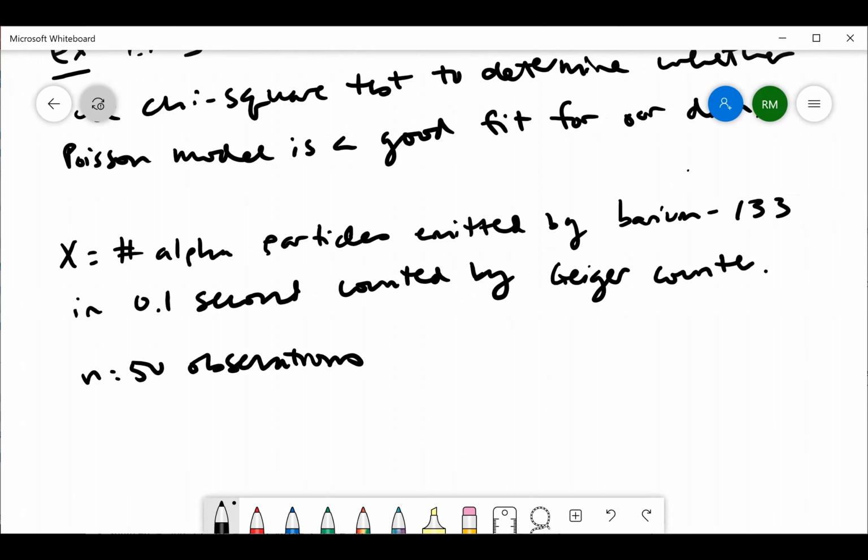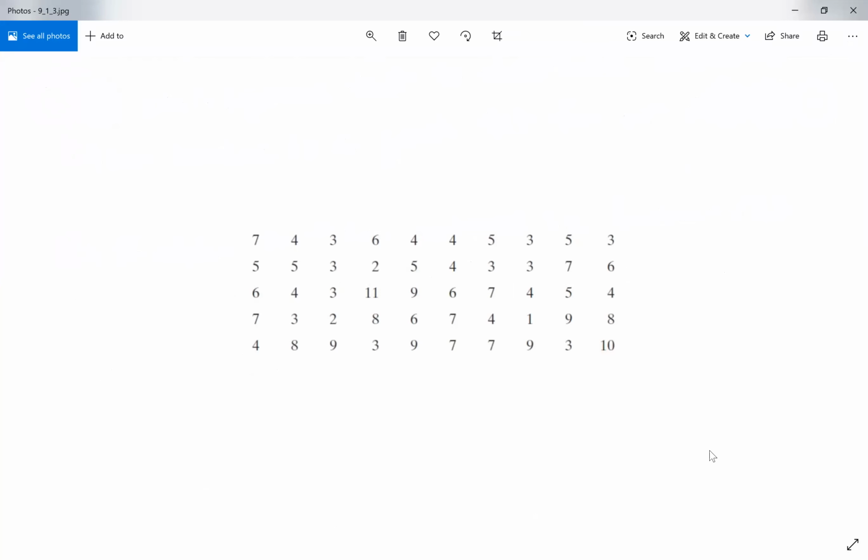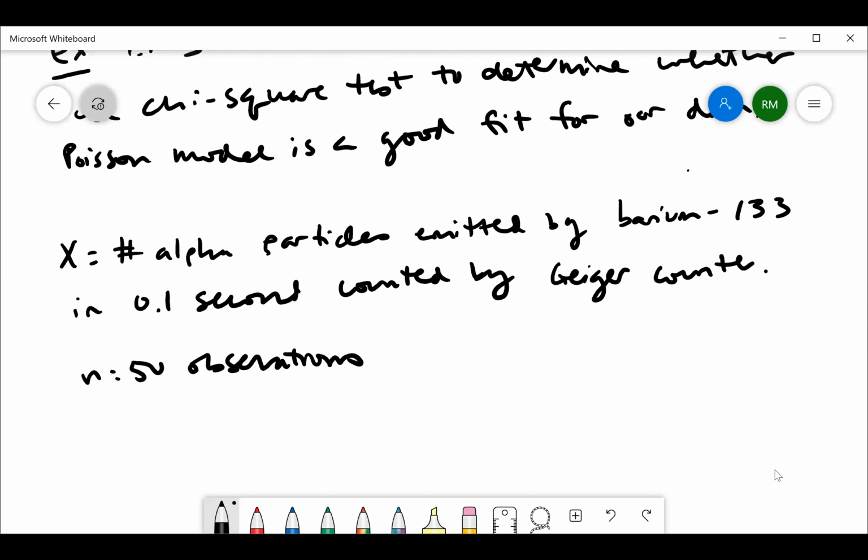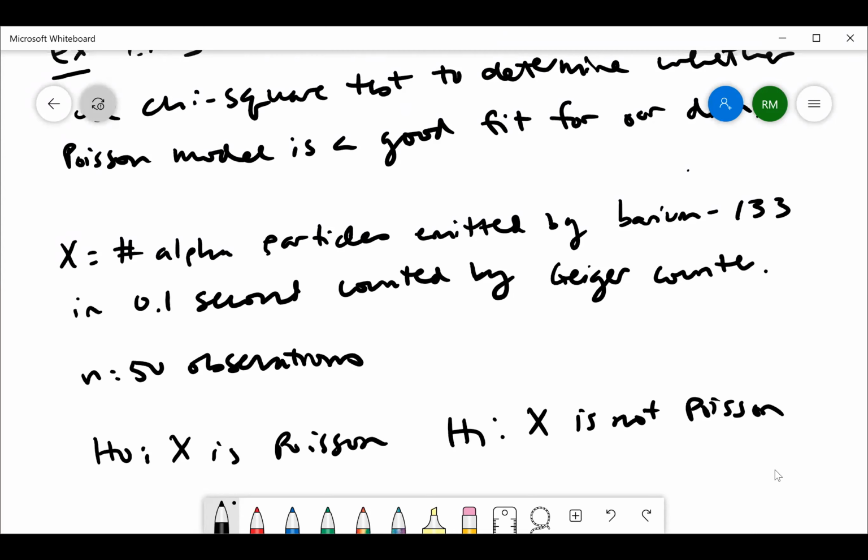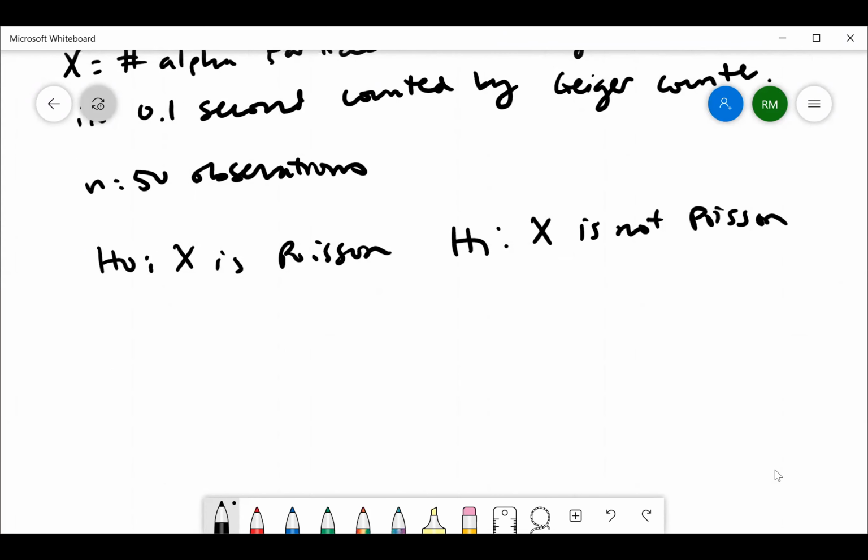So these are the 50 observations, and we're going to test the following. We're going to test the null hypothesis that X is Poisson against the alternative hypothesis that X is not Poisson. So if you take all that data, what you'll find is that the sample mean is 5.4. And that's what we're going to use as our mean of our Poisson distribution.